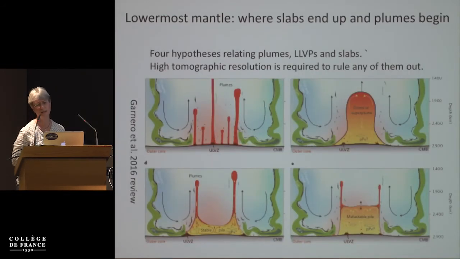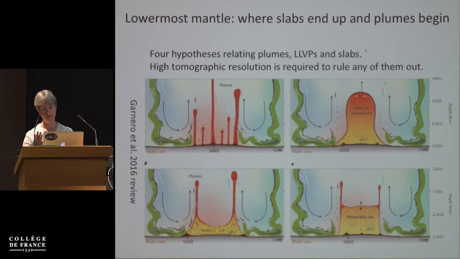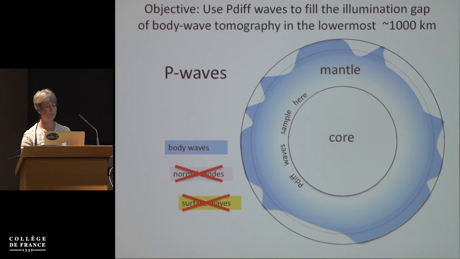So the lowermost mantle is interesting because it's where the slabs finish and the plumes begin. And we've heard quite a few motivations already, so I won't go into detail, but roughly speaking, there are numerous ideas of how these elements interact in the lowermost mantle. If you look at these four alternative cartoons, you can see there will be some significant seismic resolution needed to rule out any of these hypotheses or distinguish between them. So we do need resolution in that lowermost mantle.